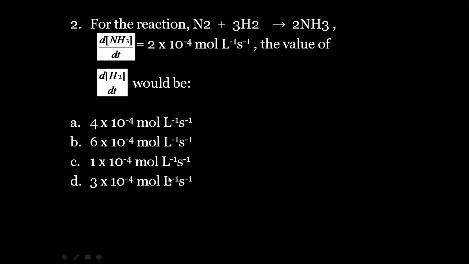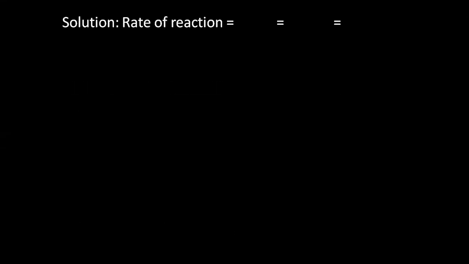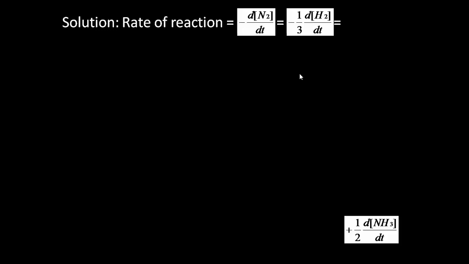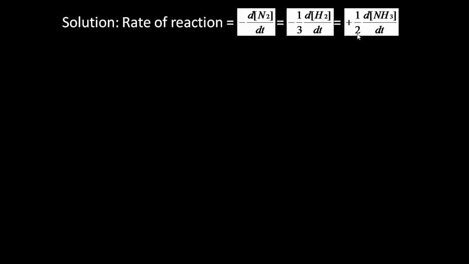So the options are these. We have to relate NH3 with H2. So first, again, we'll do the same thing and write the rate expression. The rate of the reaction will be minus d[N2]/dt, minus 1/3 d[H2]/dt, and plus 1/2 d[NH3]/dt. So that is the rate expression.